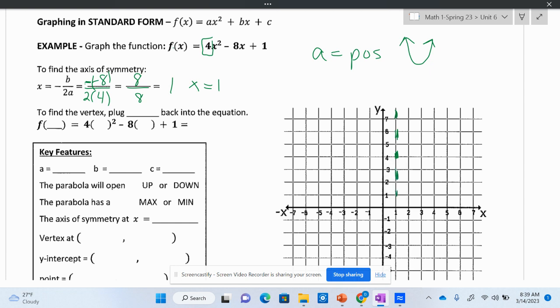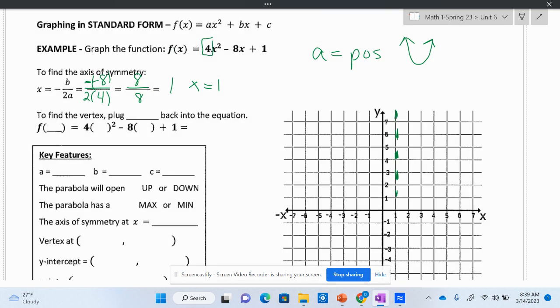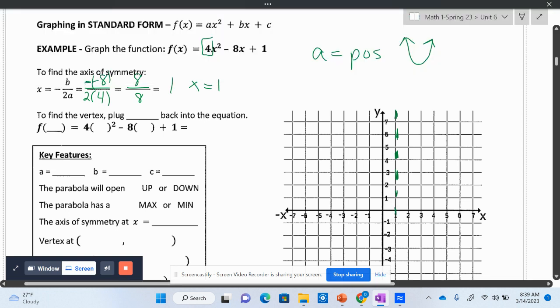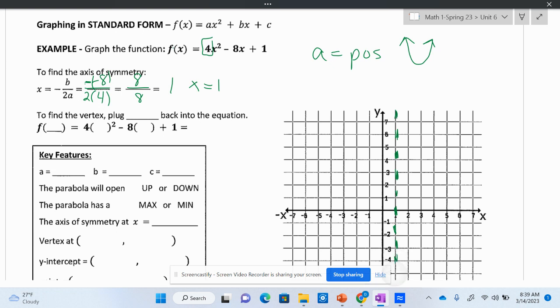Negative -8, because it's negative b, right? So it's the negative of -8. B is -8, so I did negative of -8. I'd say the biggest mistake students make is that they see that b is negative, and so they just leave it that way. Like, oh, it's already negative, but it's asking you for the opposite of b. That's really what it's saying. The opposite of b. Okay?